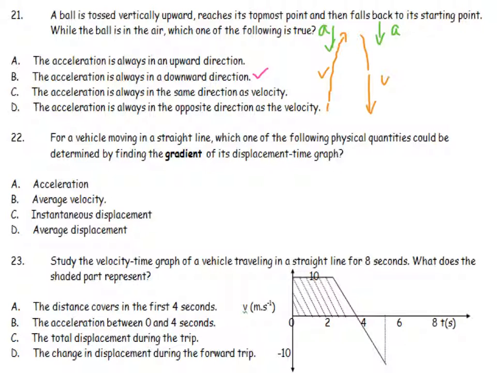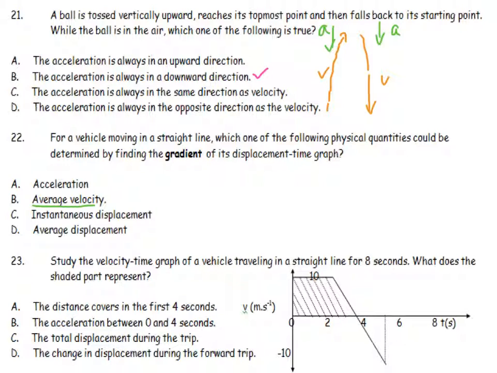For a vehicle moving in a straight line, which one of the following physical quantities could be determined by finding the gradient of a displacement time graph? The gradient of a displacement time graph is always the velocity. So I go looking where, and there's only one velocity option, so it's the average velocity.